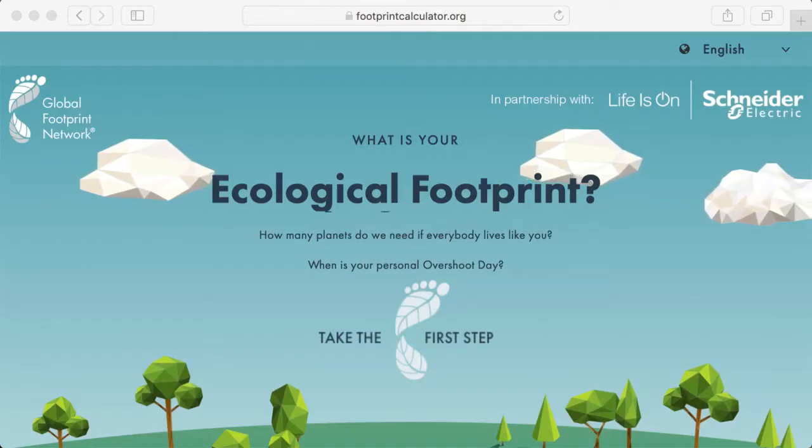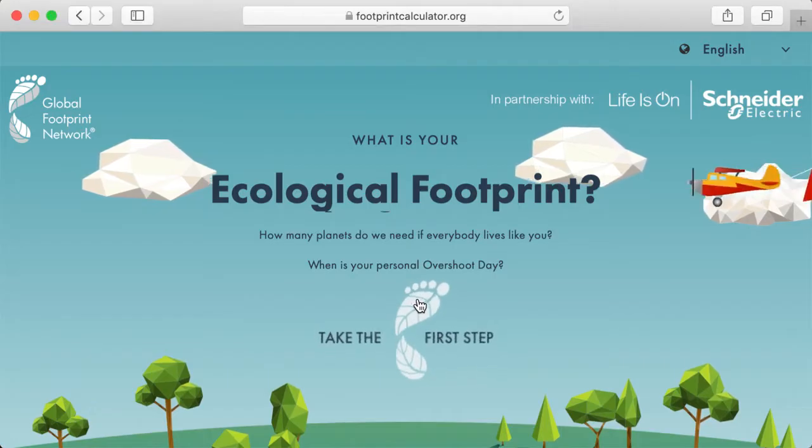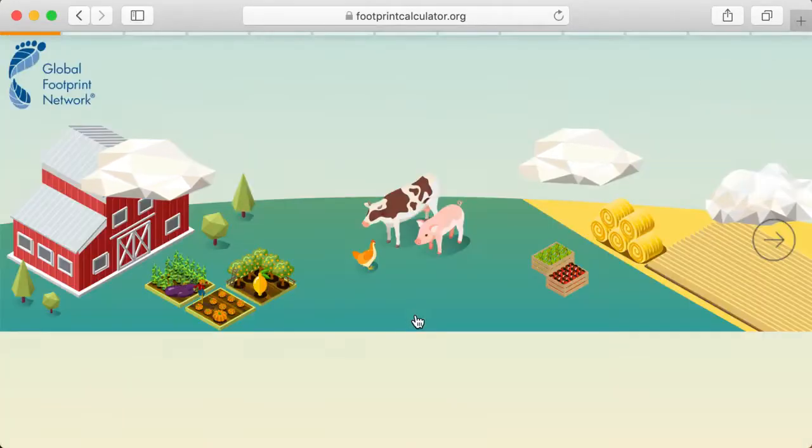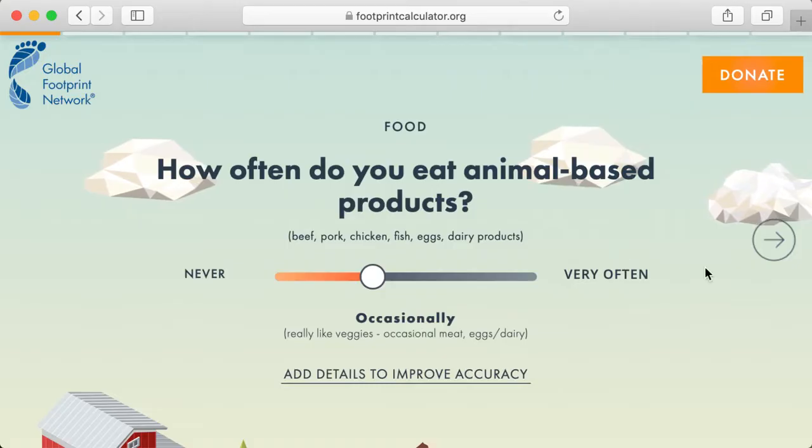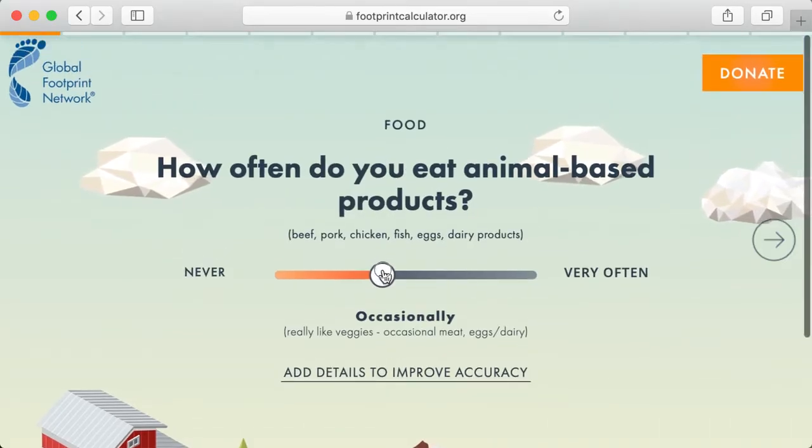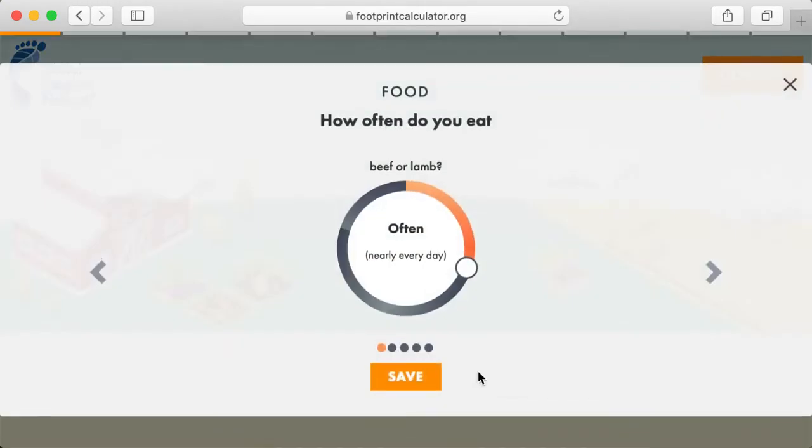So let me show you how the calculator works, and I'll show you what I would like to do here for the assignment. So first jump in, and here it is, and you just hit this. Take the first step here, and that will pop you to here. And all you have to do is go through and change these sliders. But this gives you an option here, and whenever you have it, not every page has it, but you can add details here. So, how often do you eat beef? You can change this here in specific details.